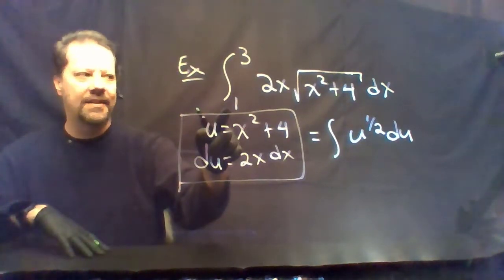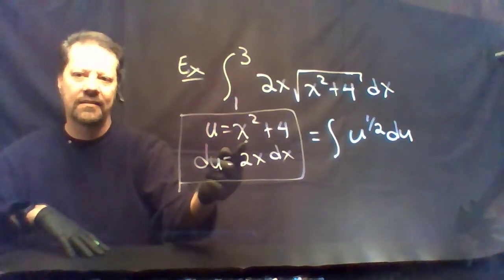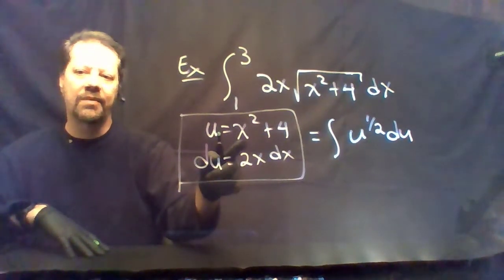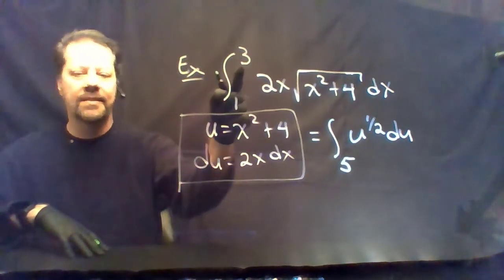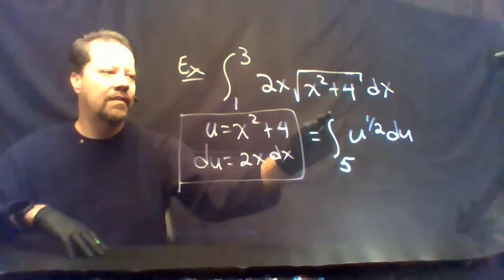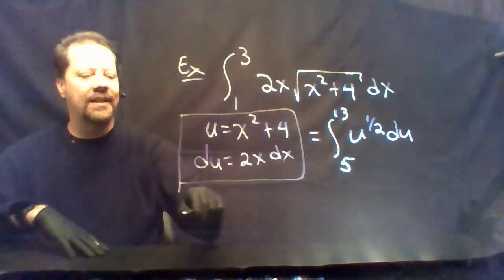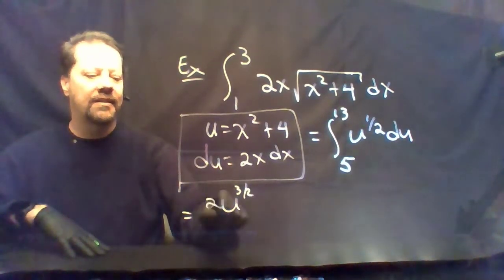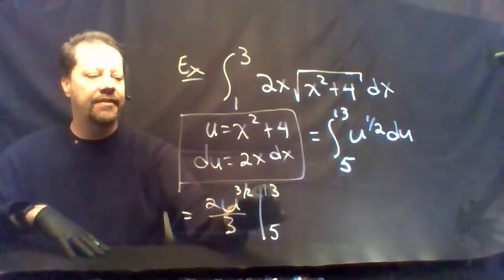These are x limits. X goes from 1 to 3. If x is 1, substituting x equals 1 in our substitution, we have u is equal to 5. Similarly, if x is equal to 3, 3 squared is 9, plus 4 is 13. It follows then that we have u to the 3 halves times 2 thirds evaluated from 5 to 13.